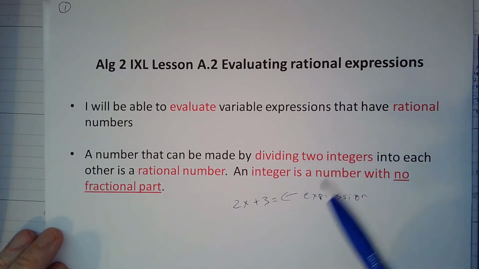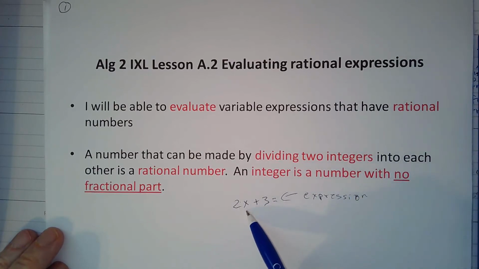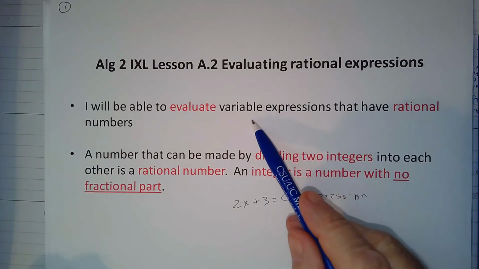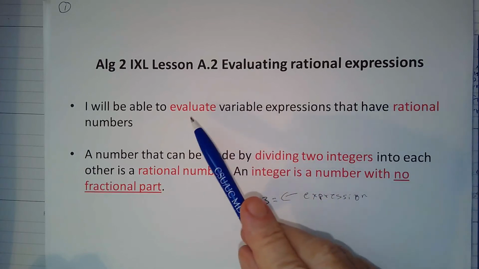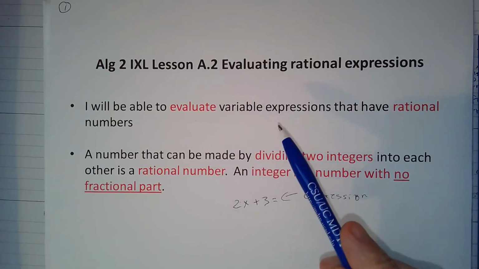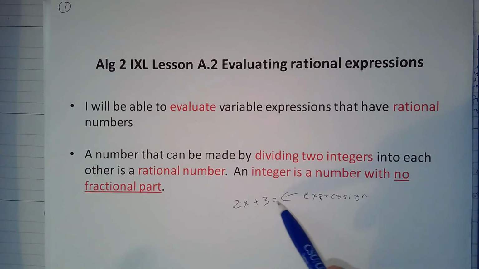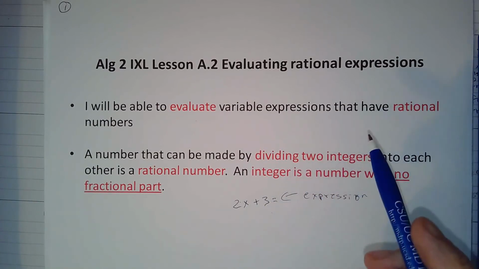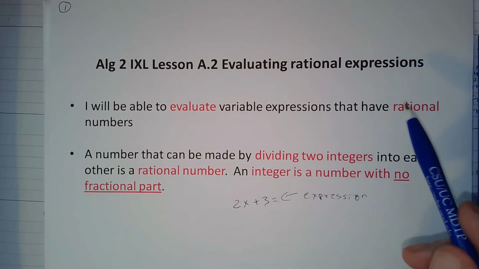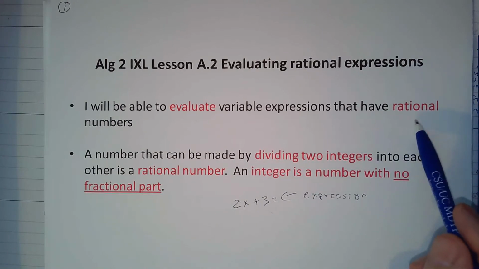Now, to evaluate it, you've got to know what your variable is worth. What's its value? And so that's what the variable is talking about. So we want to evaluate or figure out what the variable expression in its totality, including the other number that's here, is worth. What is its value? And then again, that have rational numbers.